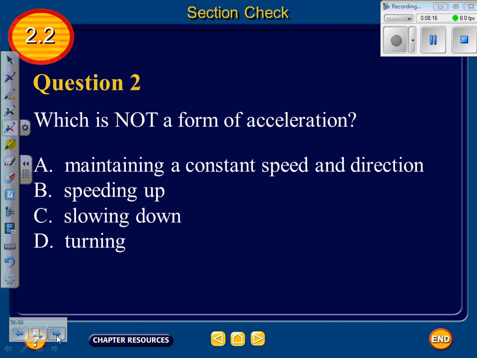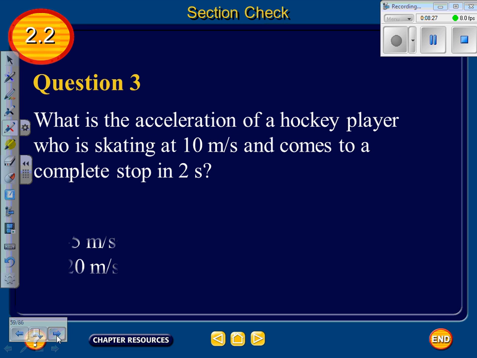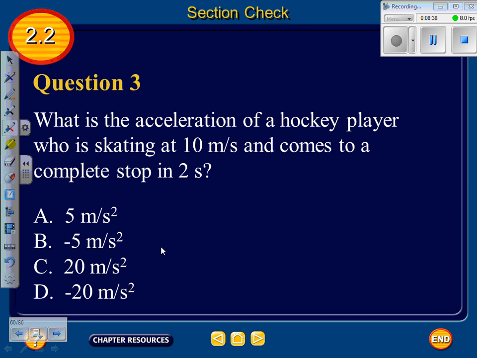Question number 2, which is not a form of acceleration? Maintaining a constant speed and direction, speeding up, slowing down, or turning. Question 3, what's the acceleration of a hockey player who's skating at 10 meters per second and comes to a complete stop in 2 seconds? I can tell you that this would be negative acceleration because he's slowing down, so it's not going to be answer A or answer C.